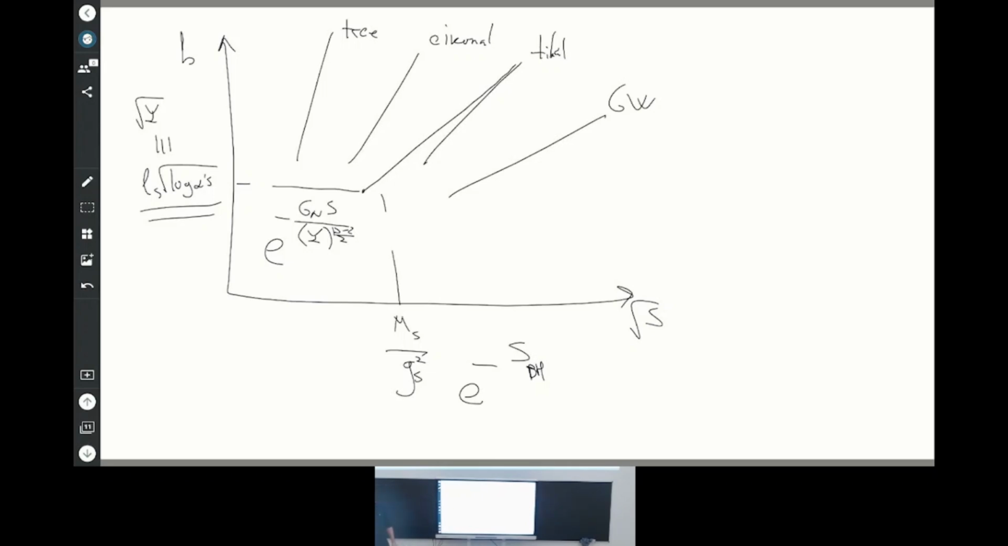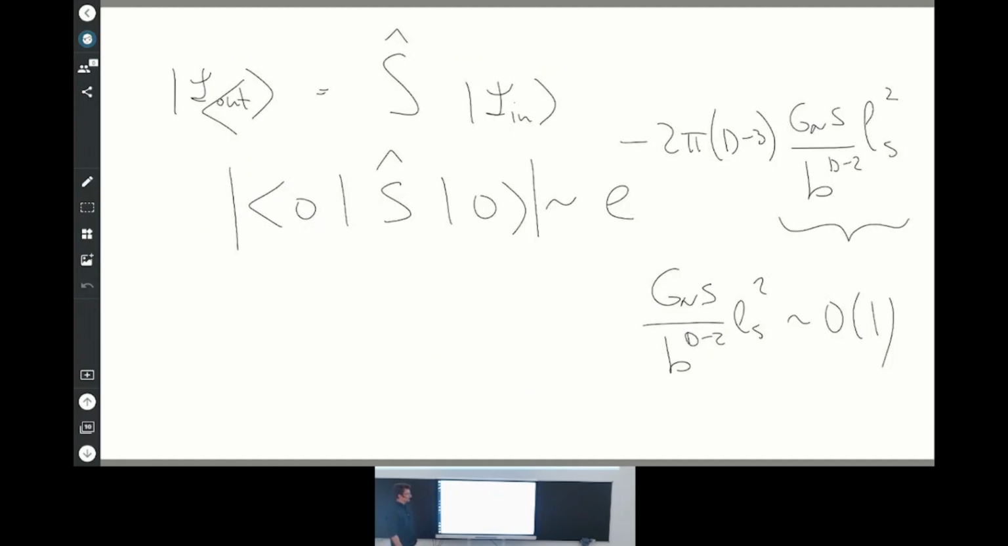So these tidal effects are like production in the S channel of excitation of these modes. But does it also include excitation of the T channel exchanges? No, this ACV formula only makes sense whenever this Regge approximation to the amplitude makes sense.